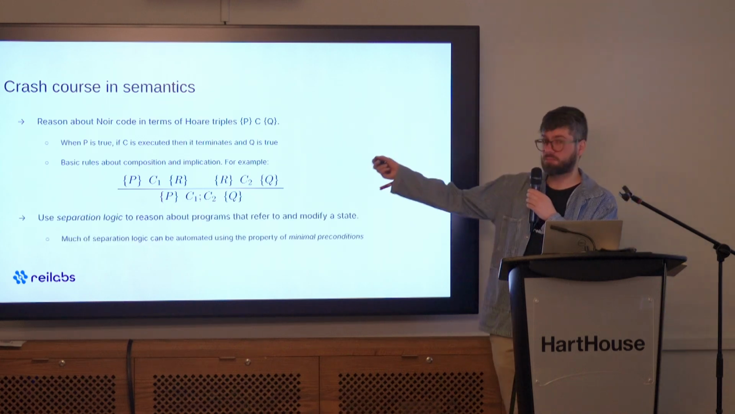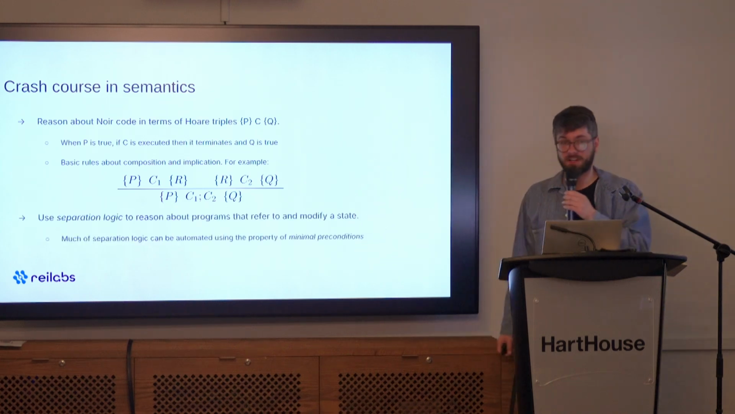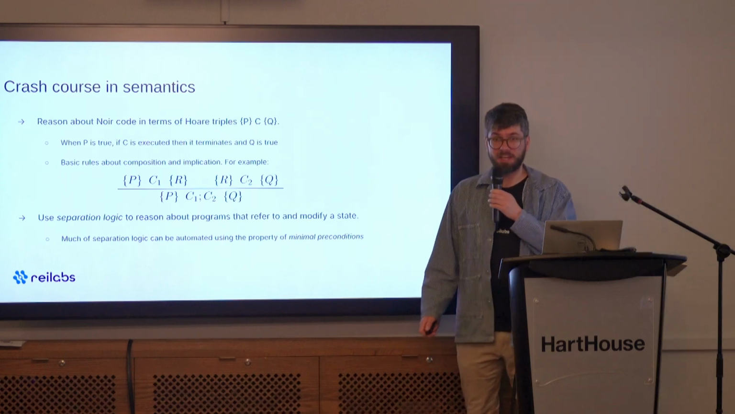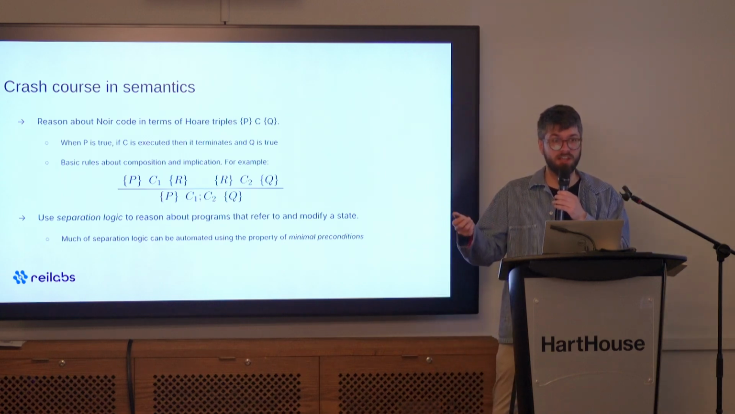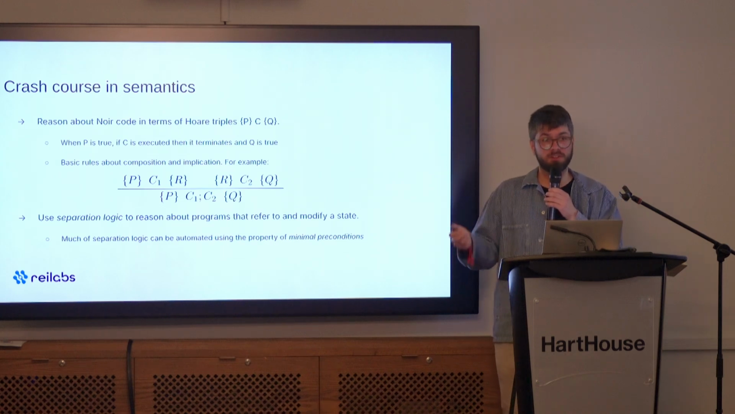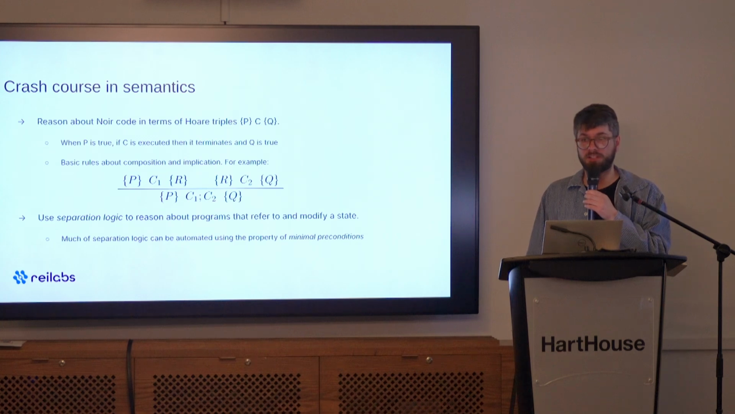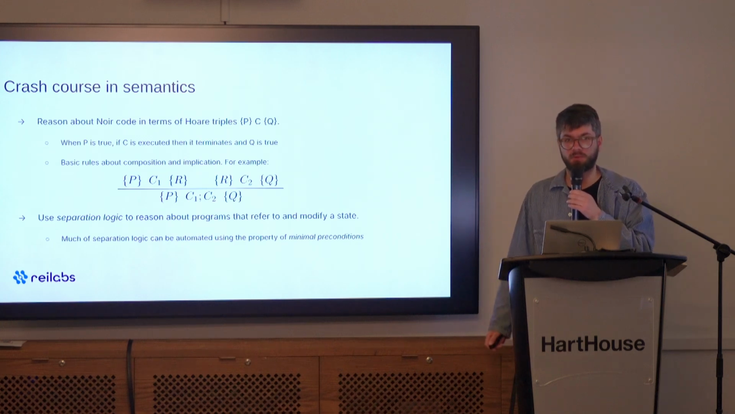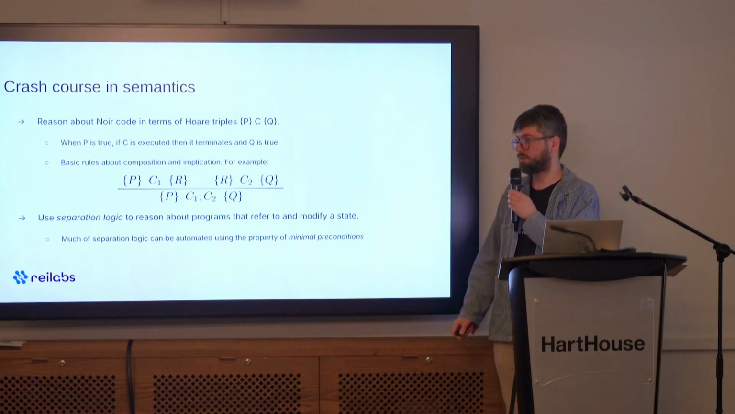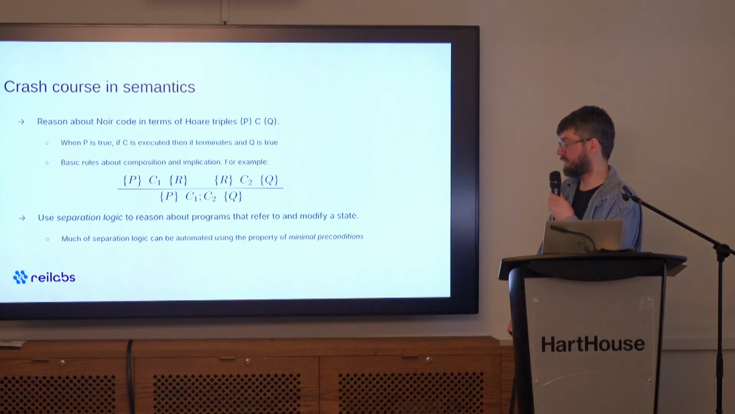So this is a crash course in Hoare triples, and now a crash course in separation logic. Because Noir has mutable state with references and mutable variables and function references and all that kind of stuff, we need to talk about the state as well. Whenever we're dereferencing a function pointer, for example, or changing the value of a mutable variable, we need to somehow talk about the state.